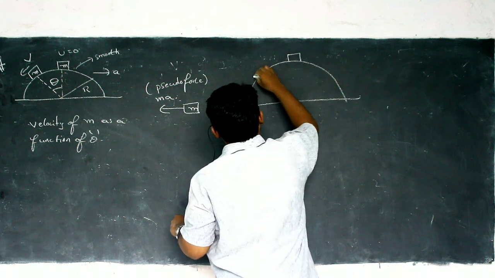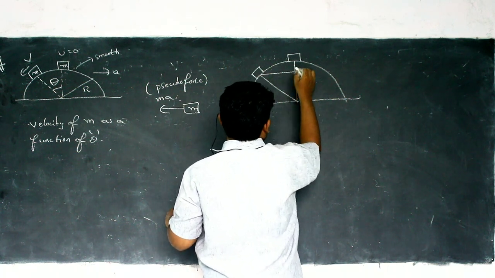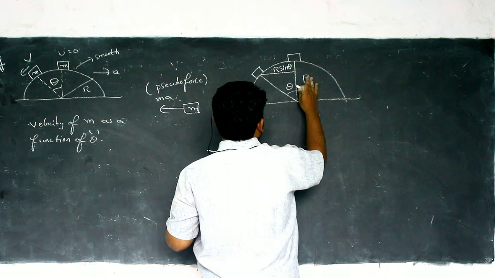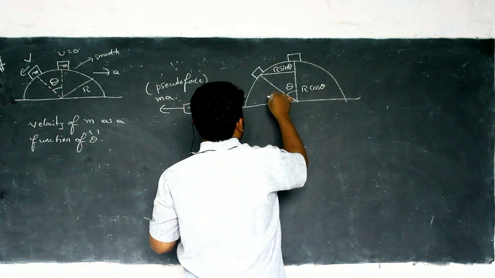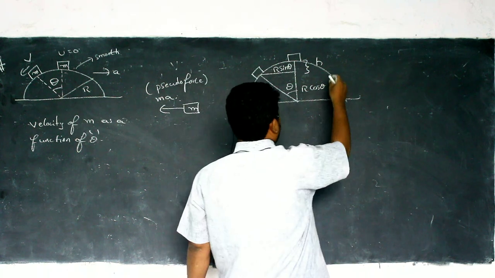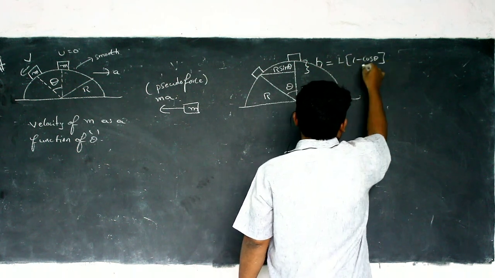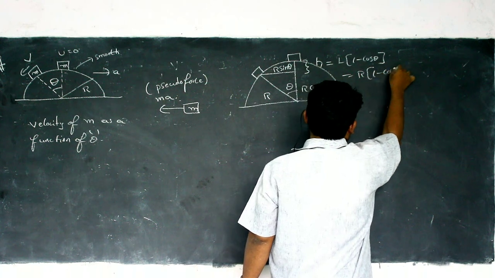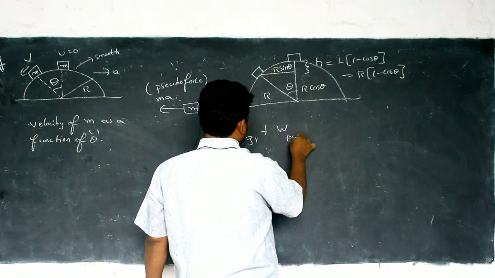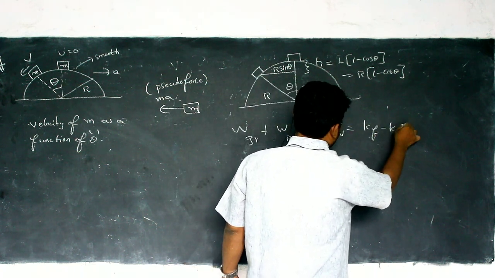Now, if I draw another diagram of this body, initially the body was present here, finally the body has reached up to here. If I draw this diagram, this total length is r, this is theta, so this becomes r sin theta, and this becomes r cos theta. This is the h by which the body has come down. We have done an equation for how to calculate this h value, that is l into 1 minus cos theta. Here instead of l I can write r into 1 minus cos theta. Therefore, work done by gravitational force plus work done by pseudo force plus work done by normal reaction is equal to the change in kinetic energy, k final minus k initial.